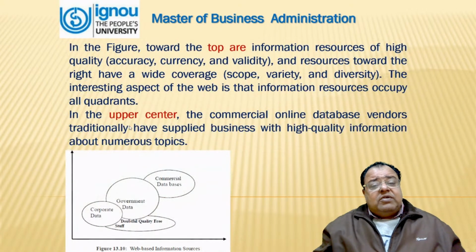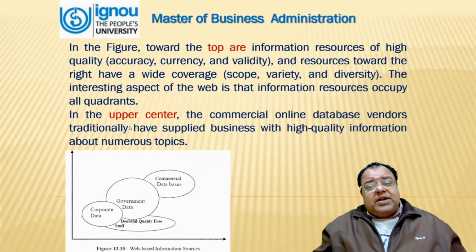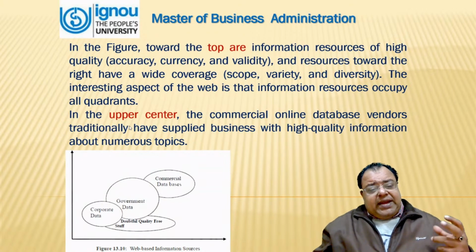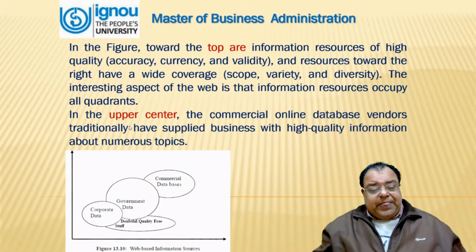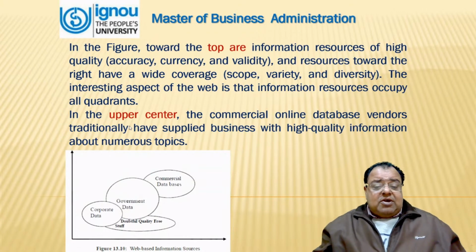In the figure, towards the top are information resources of high quality, accuracy, currency, and validity. And the resources towards the right have wide coverage, that is scope, variety, and diversity. The interesting aspect of the web is that information resources occupy all quadrants. In the upper center, the commercial online database vendors traditionally have supplied business with high quality information about numerous topics.